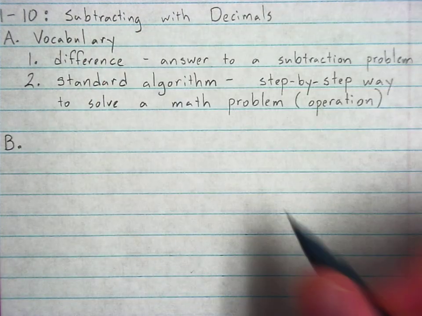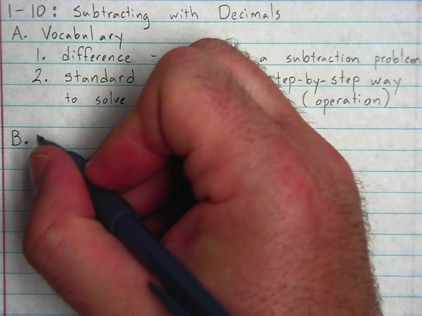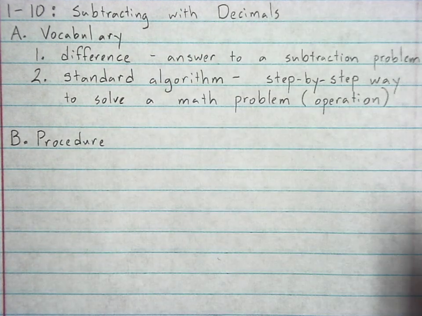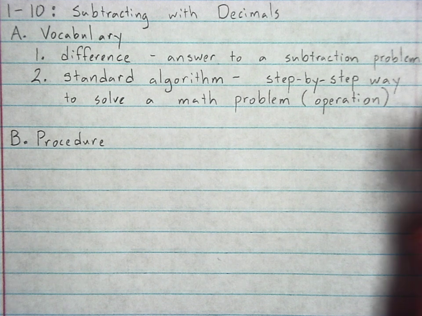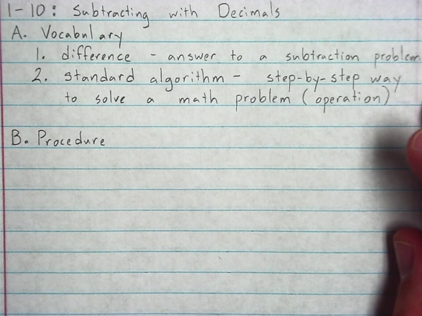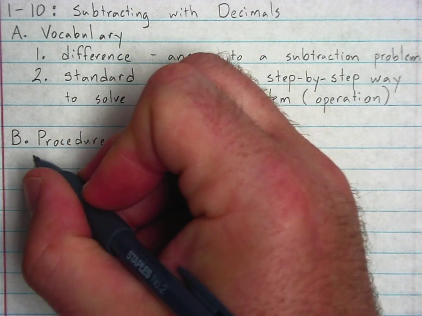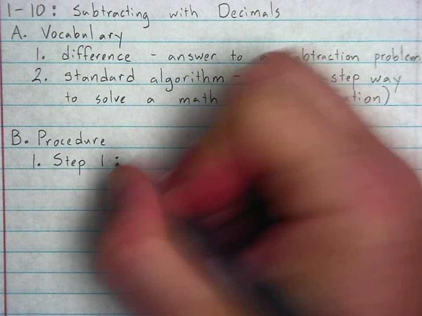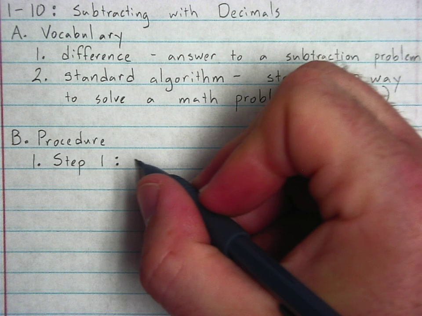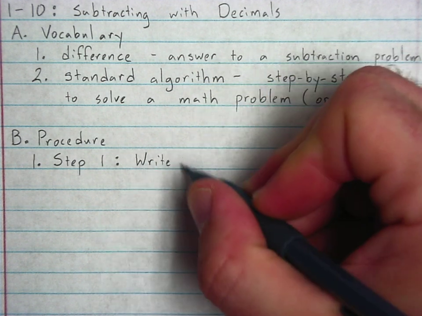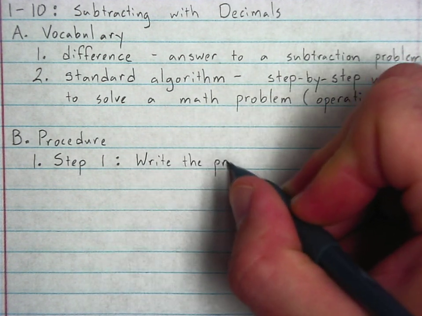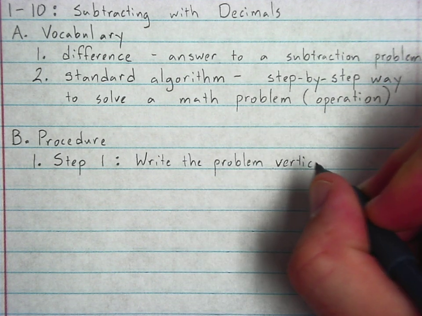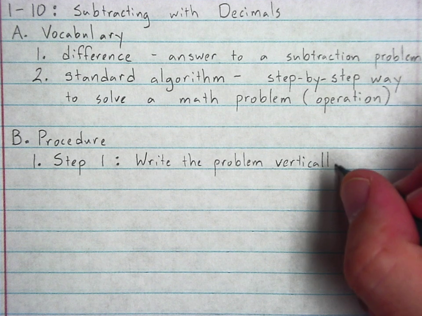Speaking of repeating it, I'm about to repeat it right now because the procedure for today is the standard algorithm. Most of this is going to look very, very familiar. Step 1. Write the problem vertically. Now I am going to add a little bit to it.